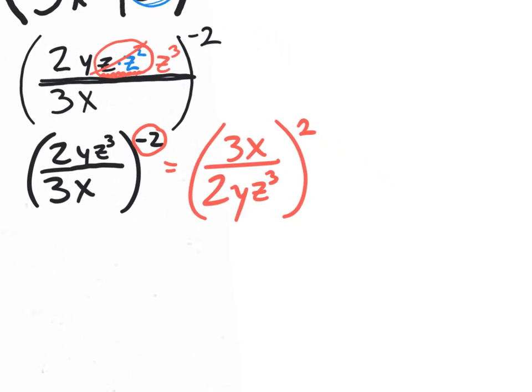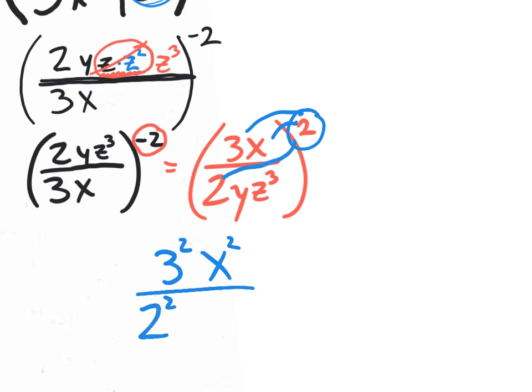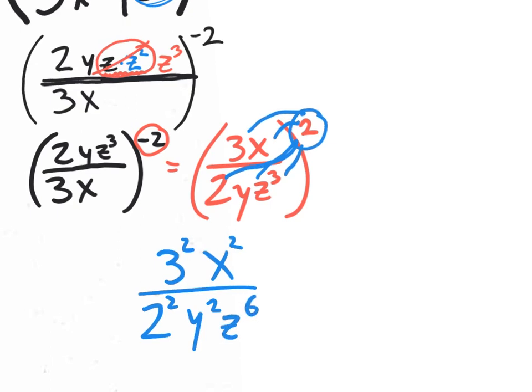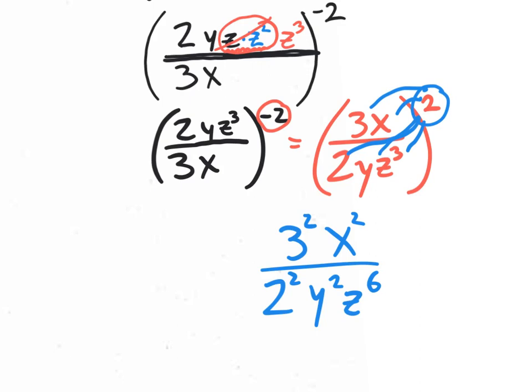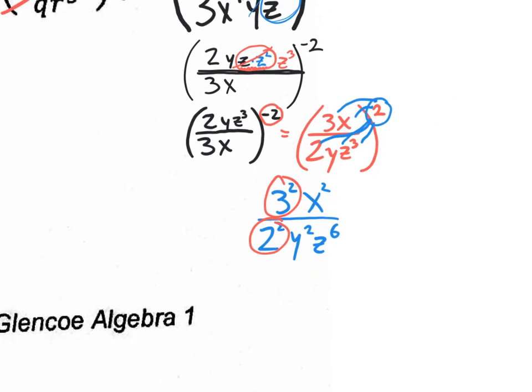So when I distribute that outside 2, on the 3, it'll be 3 squared. On the x, it'll be x squared. On the bottom, that'll be 2 to the 2nd. On the bottom, it'll be y to the 2nd. On the bottom, it'll be z to the 6th. So that's our answer, but the only other thing we could do is the 3 squared is 9, and the 2 squared is 4. So for my final answer, I will have 9x squared over 4 y to the 2nd, z to the 6th.